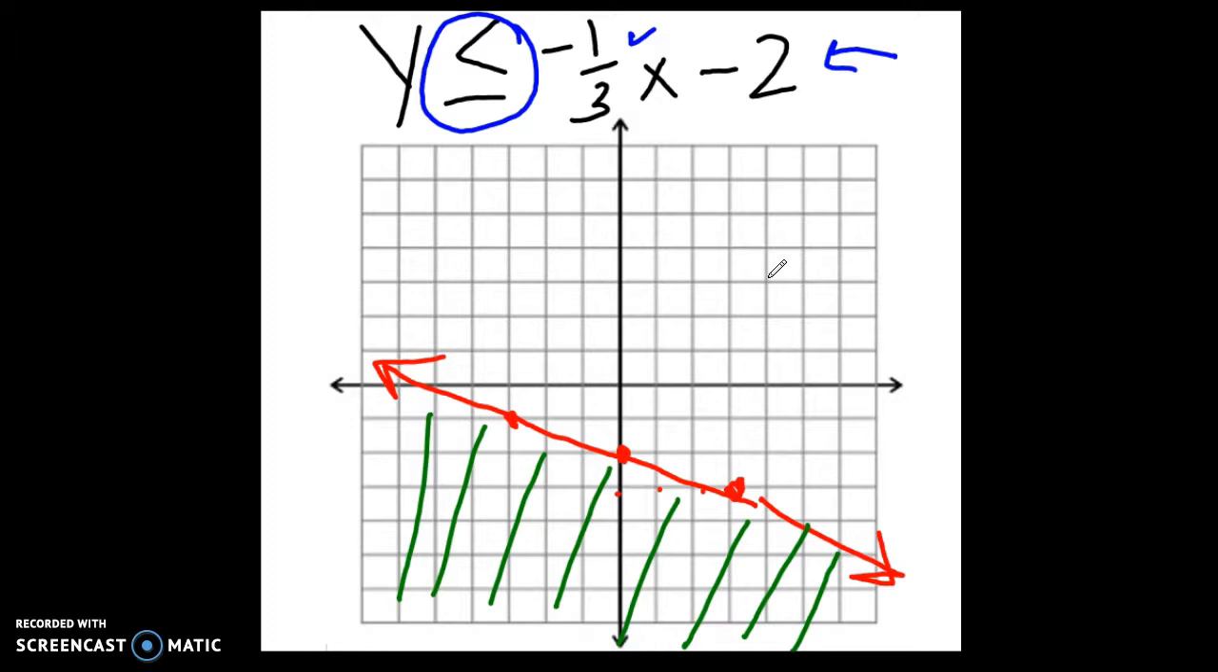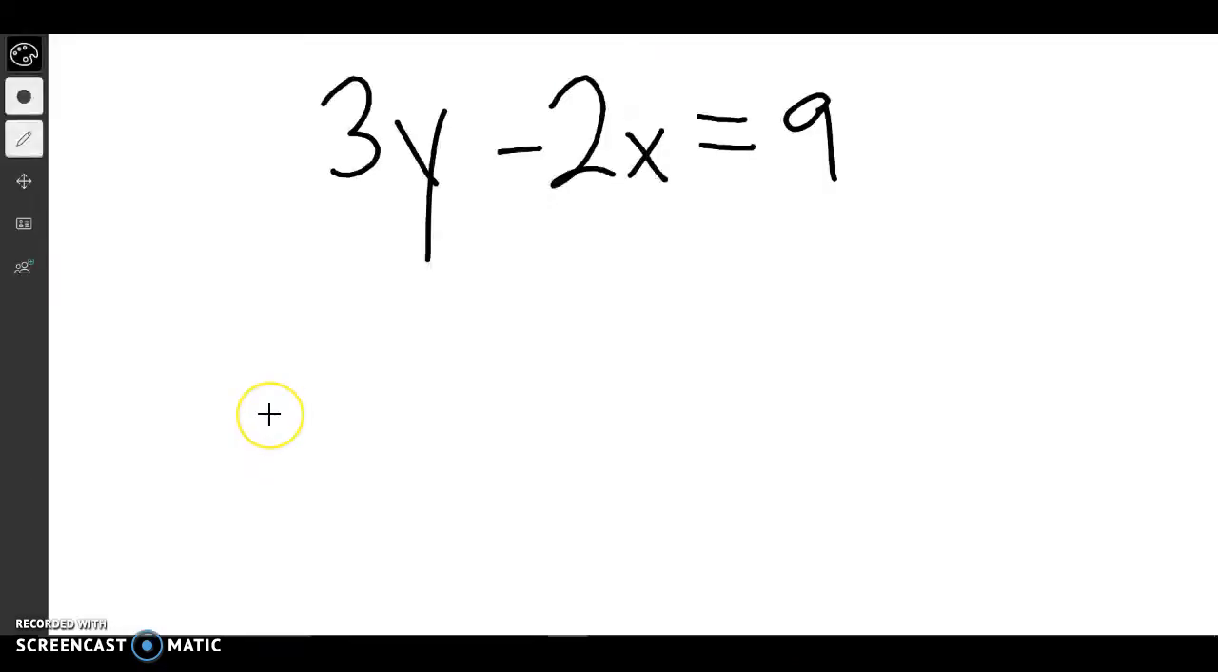The last thing that we could quickly talk about is if it's not in this form. Sometimes the lines will not be in this form. So let's say we've been given this equation, and we'd like to graph it. Well, let's change this equation to an inequality since we've been talking about inequalities. So I'm going to change this equal sign, and let's make it a greater than sign. So let's say we've been given this inequality.